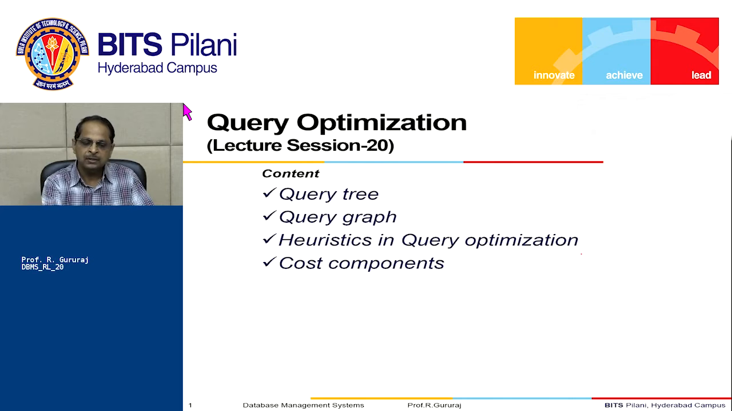Here we discuss what a query tree is and what a query graph is, what the various heuristic rules are that are used in query optimization by an SQL query optimizer, and what the various cost components are using which we can estimate the cost of execution of an SQL query.